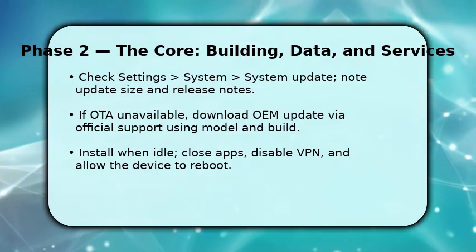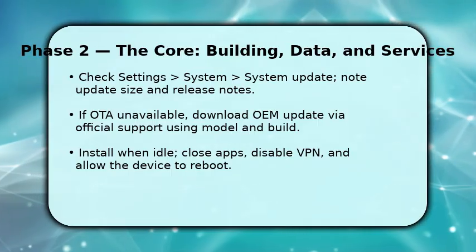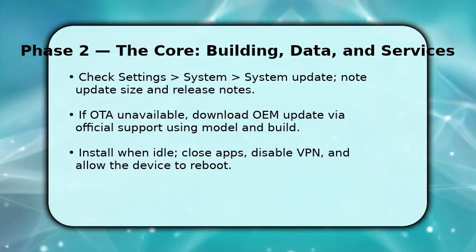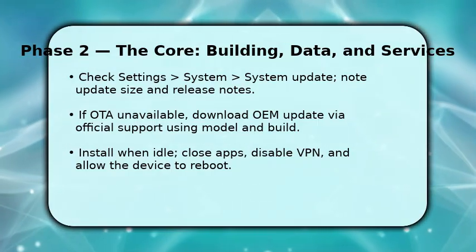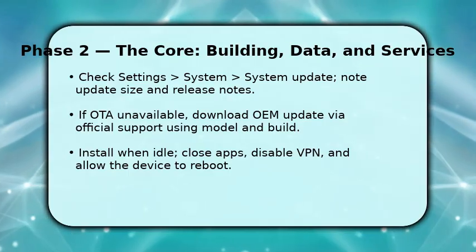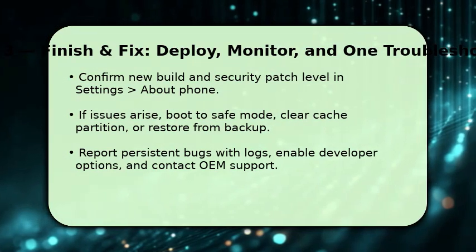Close background apps, disable VPNs, and allow the installer to reboot the phone. This ensures the update. You finish by validating the new build and security patch level in Settings, About Phone, so you know the update succeeded.